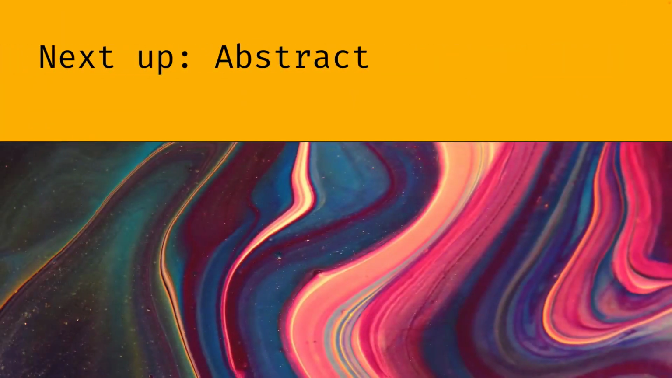Alright, so that's what happens when two interfaces have implemented conflicting methods. The class that overrides both must specify its own implementation. It's time for a related topic, abstract. In the next video, we'll take a closer look at abstract and what it means for classes and methods.